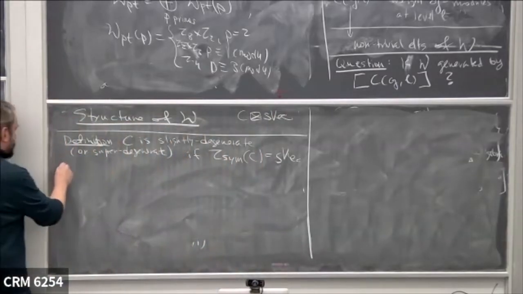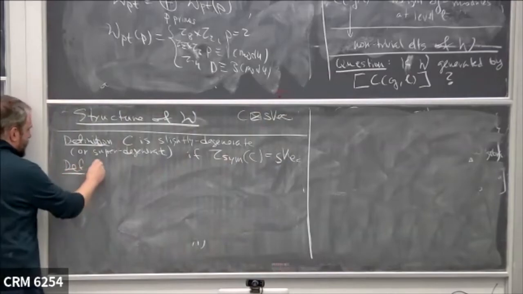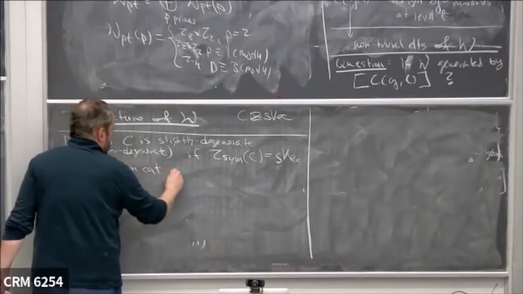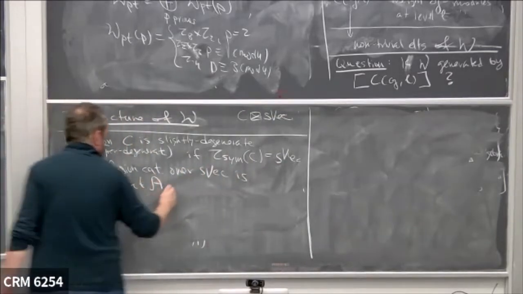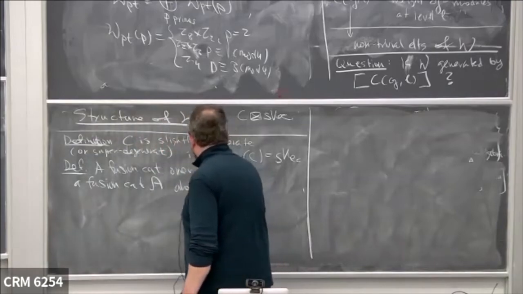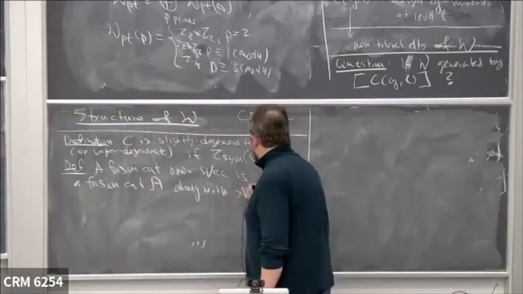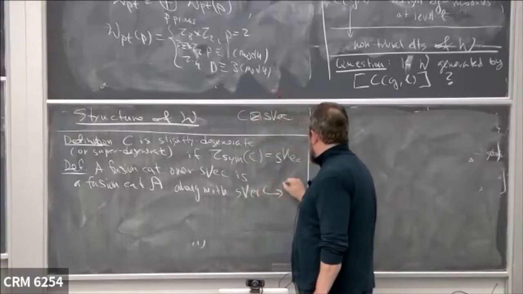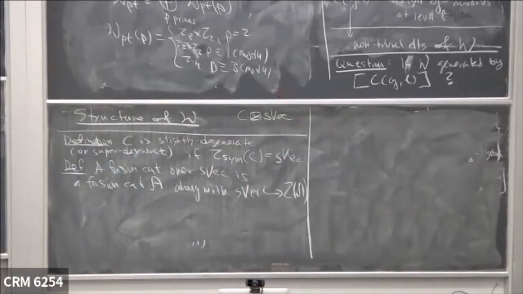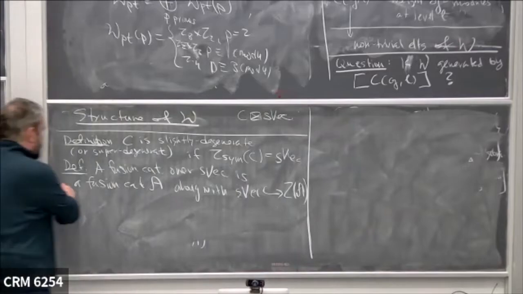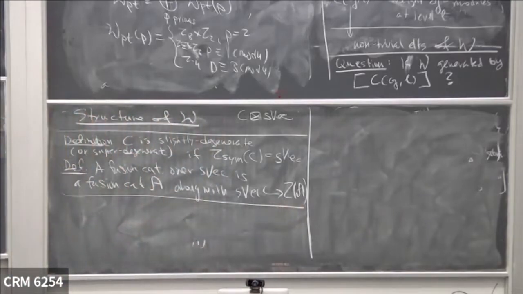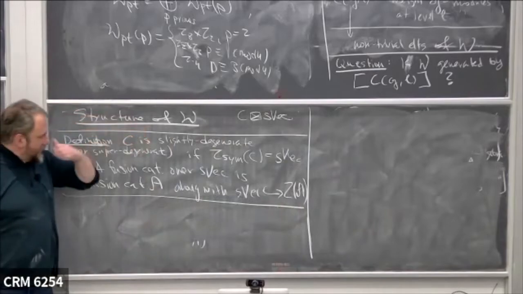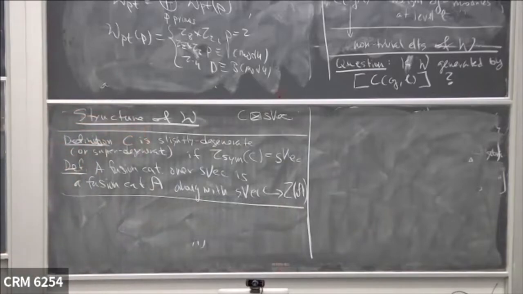So we will also say that a fusion category over SVEC is a fusion category A, along with an embedding of the supervector spaces inside the center of A. In other words, A contains a central copy of supervector spaces. So we can now forget for the time being about non-degenerate categories and play all these games that we had with slightly degenerate categories.